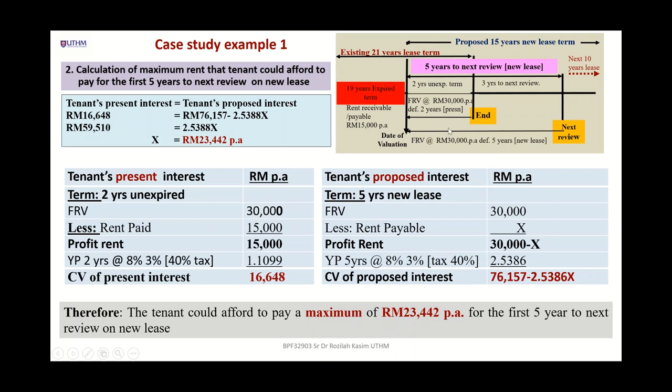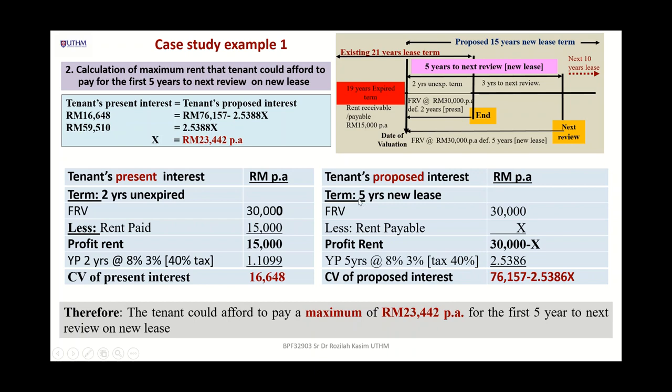So the tenant's proposed interest is based on the proposed new lease terms. However, for our calculation, we only consider the first 5 years to the next review. Due to that, the market rents of the similar type of property can only be captured up to the 5 years to the next review. So we are working on this market rent of the 30,000 of the 5 years to the next review.